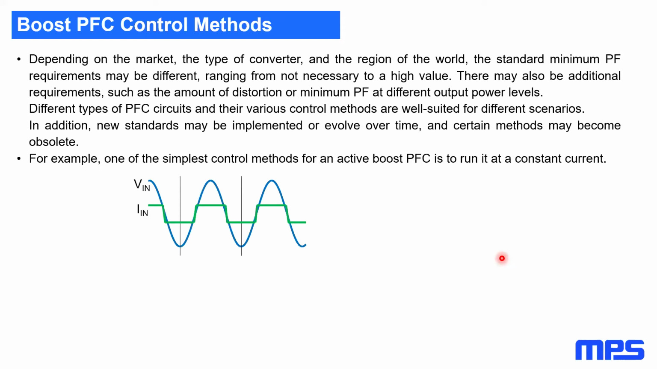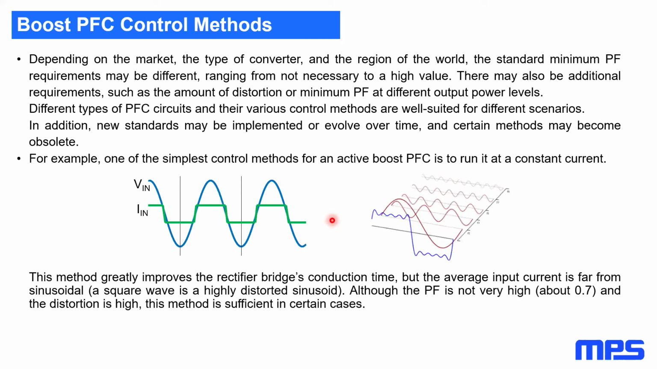An example of this is, again, with the boost PFC. One of the simple control methods that we can use is just to run it at a constant current. So the control will ensure that the input current stays constant over the cycle of the sinusoidal input voltage from the grid. By doing this, we increase the conduction time of the diode of the bridge. You can see it's conducting the whole time. But of course, this is not sinusoidal. The current is square.